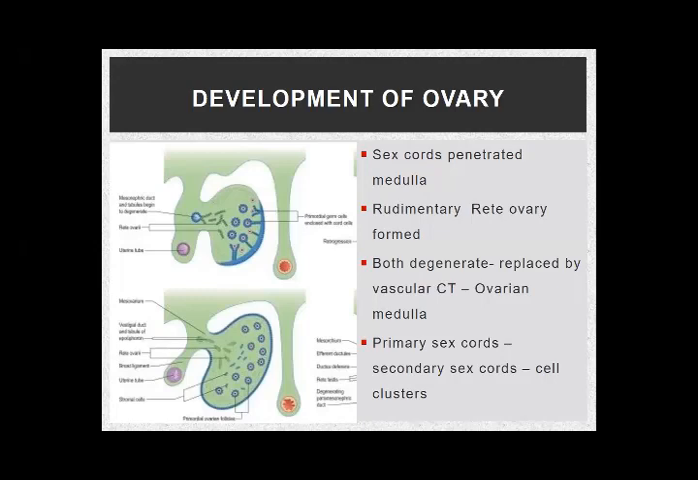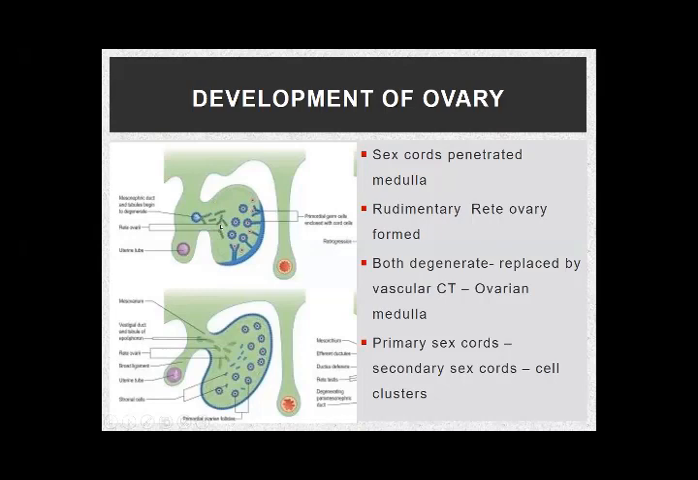Sex cords, yes, they do penetrate into the medulla, and this connective tissue से you have cells that develop into cords, and these cords anastomose with each other and make a rudimentary type of rete ovary. जिस तरह rete testis बना था males में, यहाँ पे rete ovary बनता है, but these primary sex cords plus this rete ovary, all these structures degenerate. Okay?